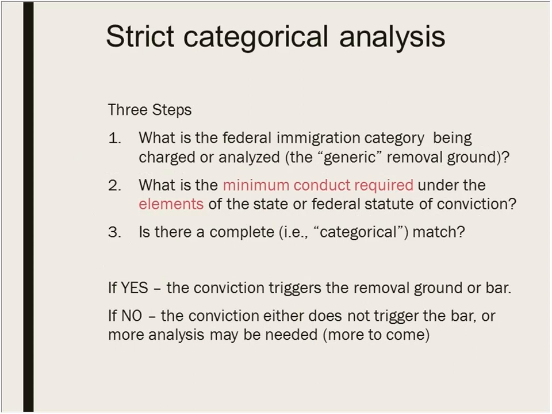Number two is, what are the elements of your client's conviction? So we're often looking at the elements of a state conviction, and we're going to identify what the minimum conduct of that conviction is, because that's what we're going to be comparing. So what's the generic conviction, what's my client's conviction, and step three, is there a match? And that's why we call it the categorical approach, because there has to be a complete or categorical match between those two things to trigger the removal ground.